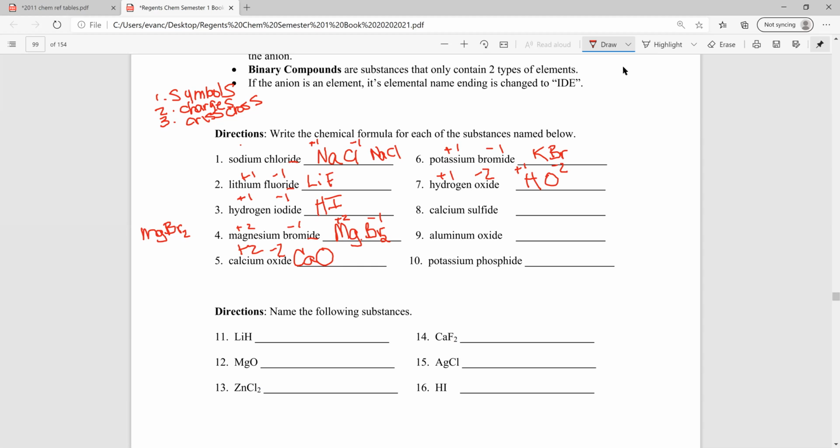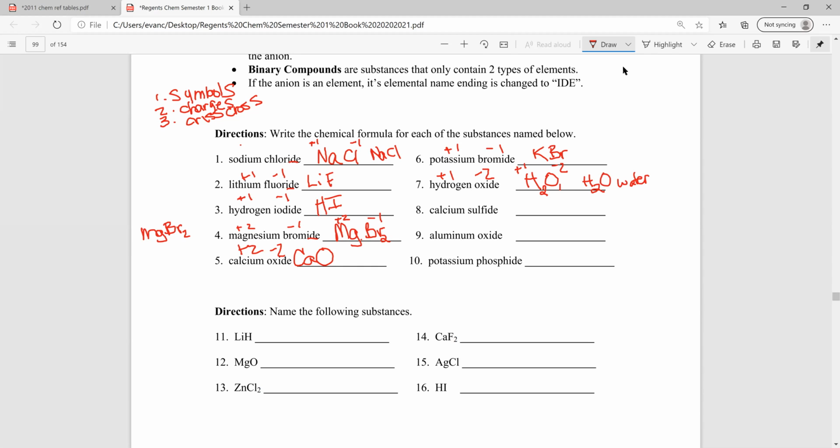-2. Now I'm going to crisscross. That means I'm going to take this 2 and I'll bring it down here, and then the 1 comes across here, but we never write the 1s. So this is H2O, right? The common name being water.